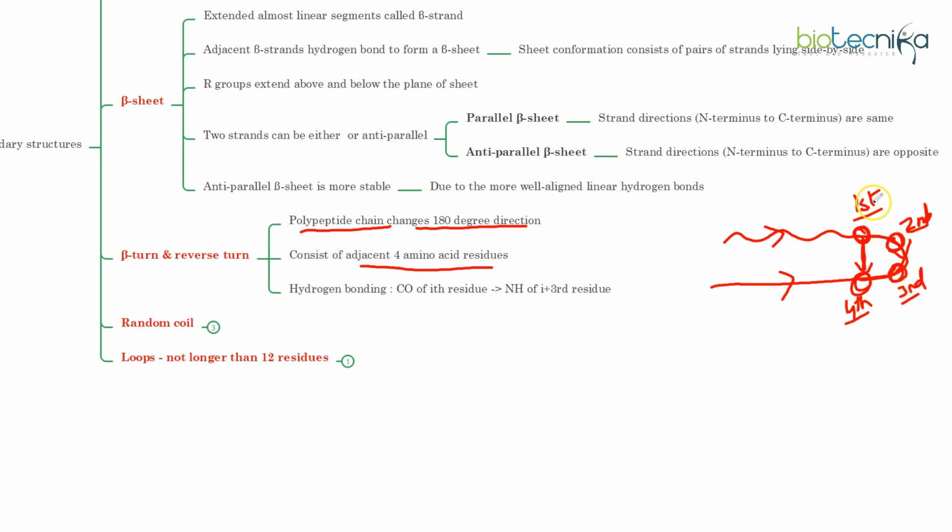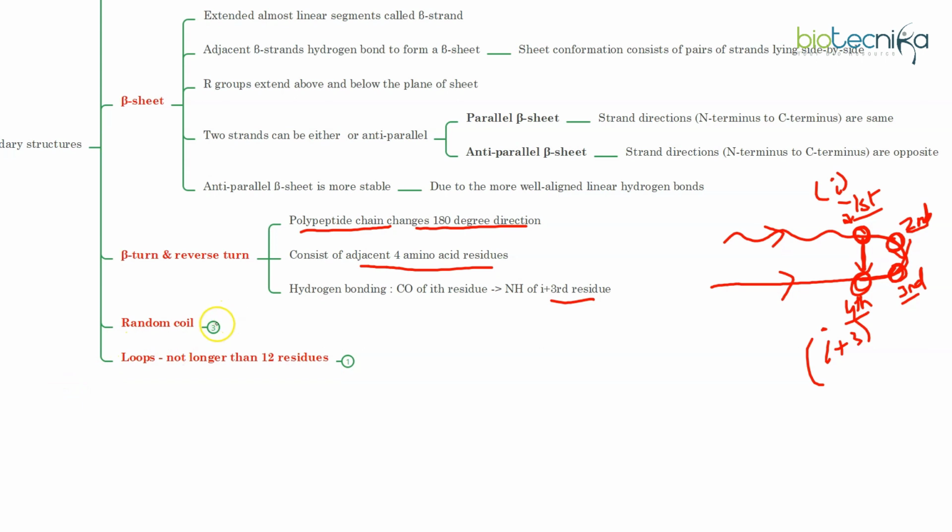Because this is not the first amino acid of the peptide, but some amino acid somewhere in the center, we will write this as the ith amino acid, and the fourth one as the i+3 amino acid. Okay. So the hydrogen bond in a turn is formed between the ith amino acid and the i+3rd residue.